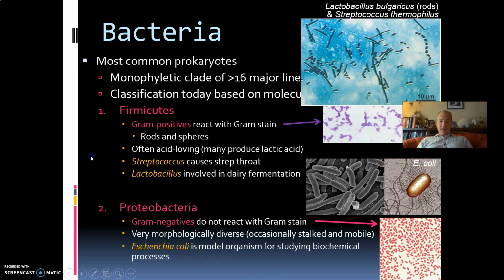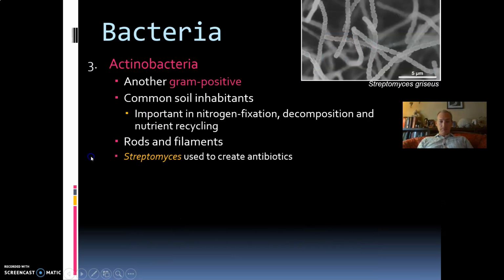Okay, we've got gram positive, gram negative. Let's do two more. Actinobacteria. This is the world's most common bacteria in soil. So that's what I want you to think of them. And so they're incredibly important in nitrogen fixation and all these chemical processes and decomposition and recycling that occur in soil, important for climate change.